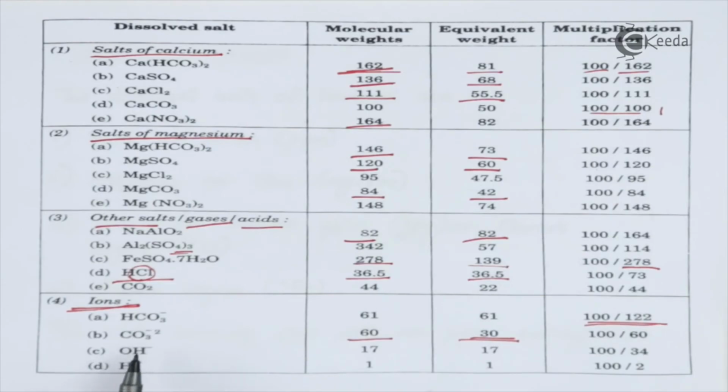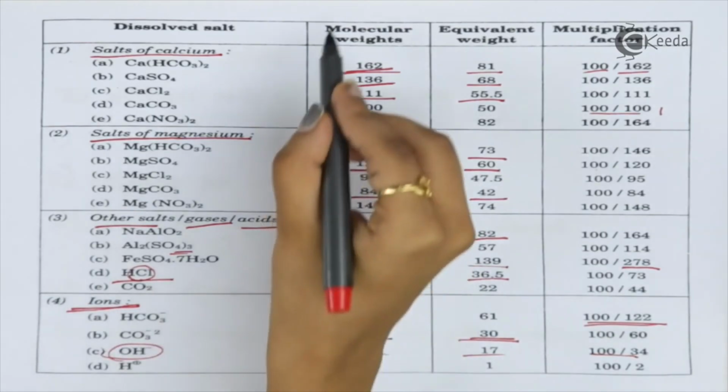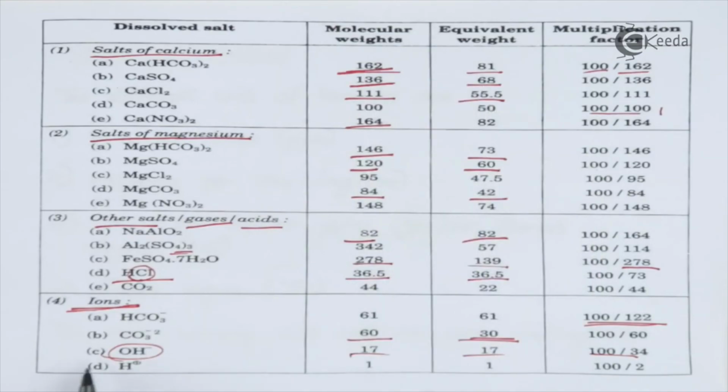CO3 2- is my another ion over here. The molecular weight of the ion is 60 and the equivalent weight of the ion is 30. That is 60 divided by 2, that is 30 over here. And the multiplication factor can be 100 divided by 60 or it can be 50 divided by 30. We have OH- ion, my hydroxide ion, which is 17, 17 and 100 by 34. Now why do we use 17, 17 and 100 by 34? Because it uses just one equivalence of CaCO3, and that is the reason why the molecular weight and the equivalent weight of OH- ion, both of it will be 17.